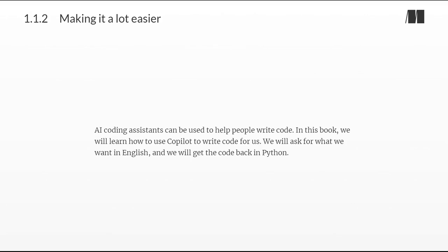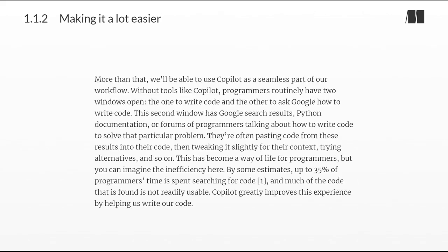AI coding assistants can be used to help people write code. In this book, we will learn how to use Copilot to write code for us. We will ask for what we want in English, and we will get the code back in Python. More than that, we'll be able to use Copilot as a seamless part of our workflow.